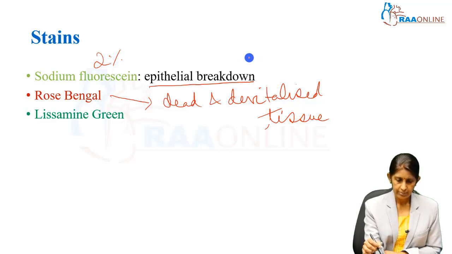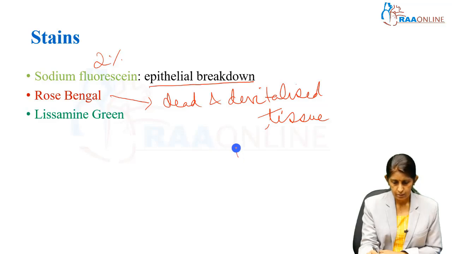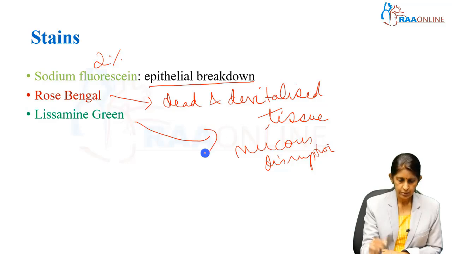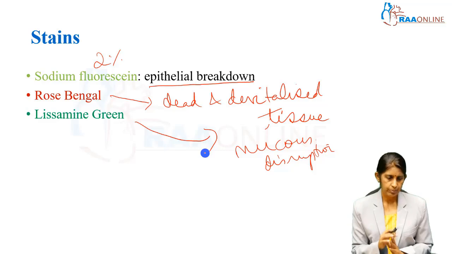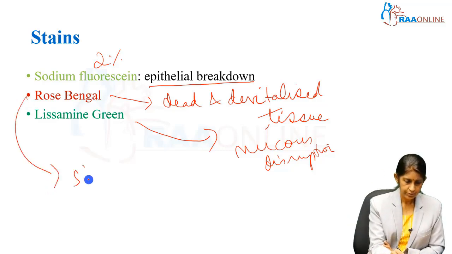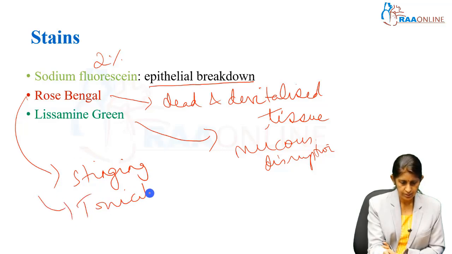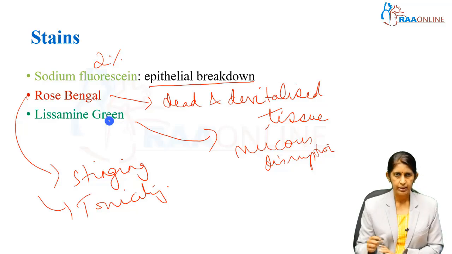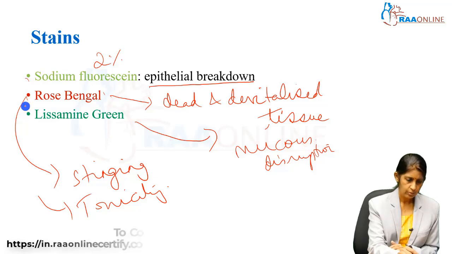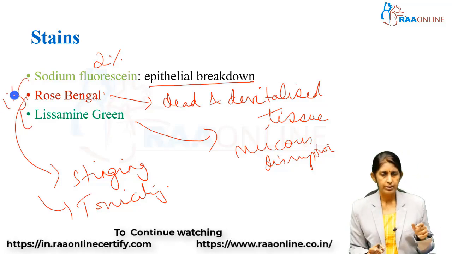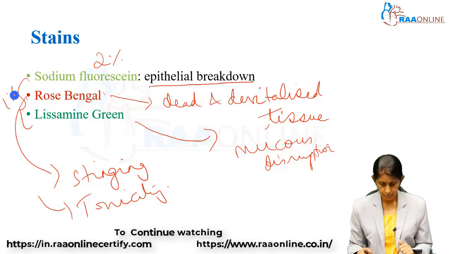Rose bengal will show us epithelial tissue that is dead and devitalized, and it will also show us mucus disruption. Lissamine green also does the same things. But the advantage with lissamine green over rose bengal is that rose bengal is known to produce a lot of stinging and irritation. It is also known to cause toxicity to the corneal epithelium, and hence lissamine green is preferred. Lissamine green and rose bengal are available as 1% strips. So this lissamine green, when it's used along with fluorescein, can give us a lot of information. Rose bengal is not so much preferred.